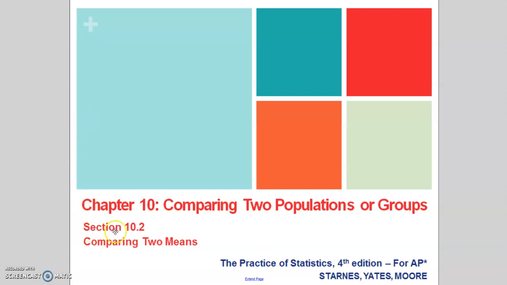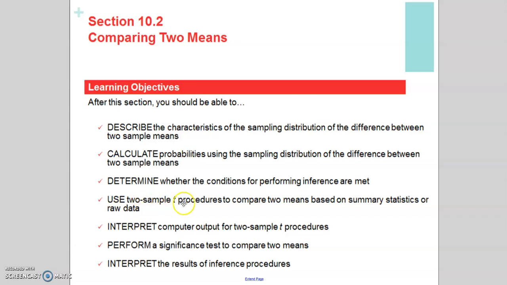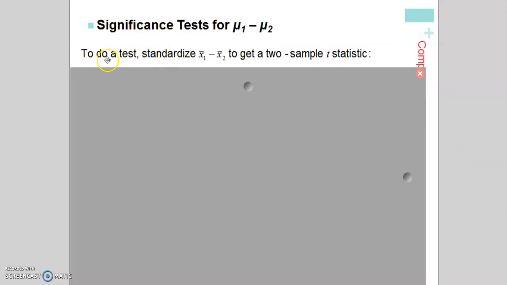Today we are going to continue section 10.2, comparing two means. So yesterday we looked at t procedures to make a confidence interval, and today we're going to look at significance tests for two means. So let's take a look.